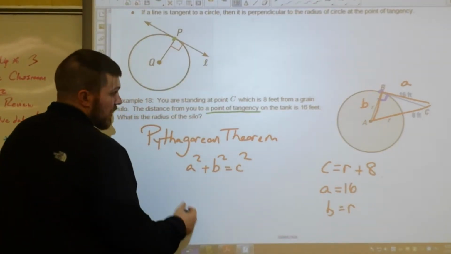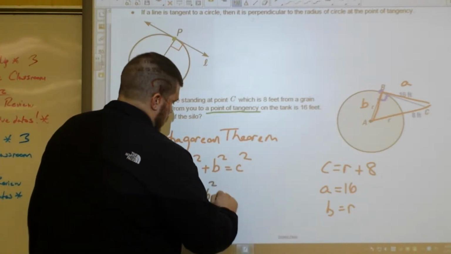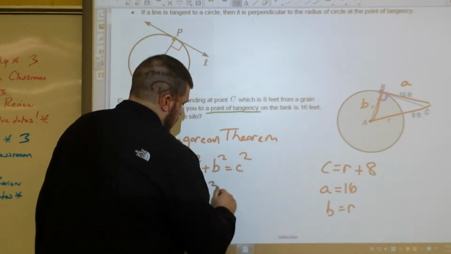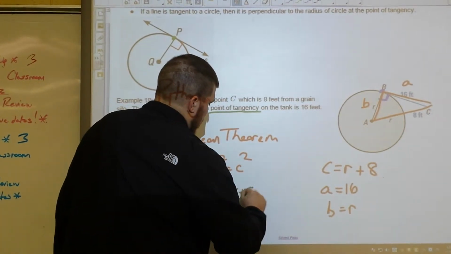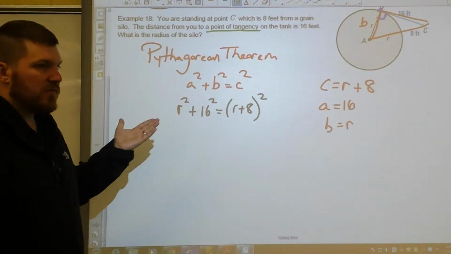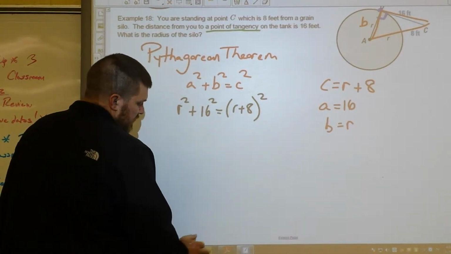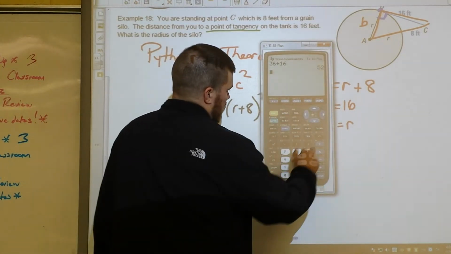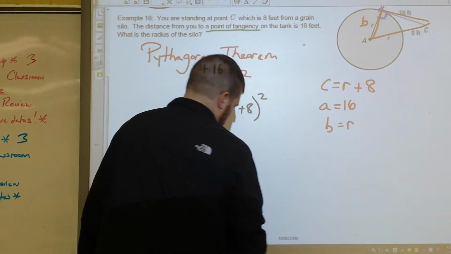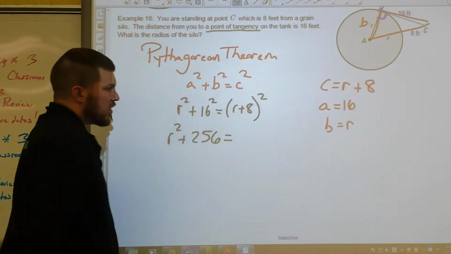So when I do that, I have r squared plus 16 squared, and since I have more than one thing, we got to put in the parentheses, equals r plus 8 quantity squared. Now, we could solve this by hand or we could graph it. I'm going to do it by hand. First thing we need to do is figure out what 16 squared is. I believe it's 256, but let's double check. Maybe I'm right, maybe I'm not. So 256, good. All right, so r squared plus 256 equals r plus 8 quantity squared.